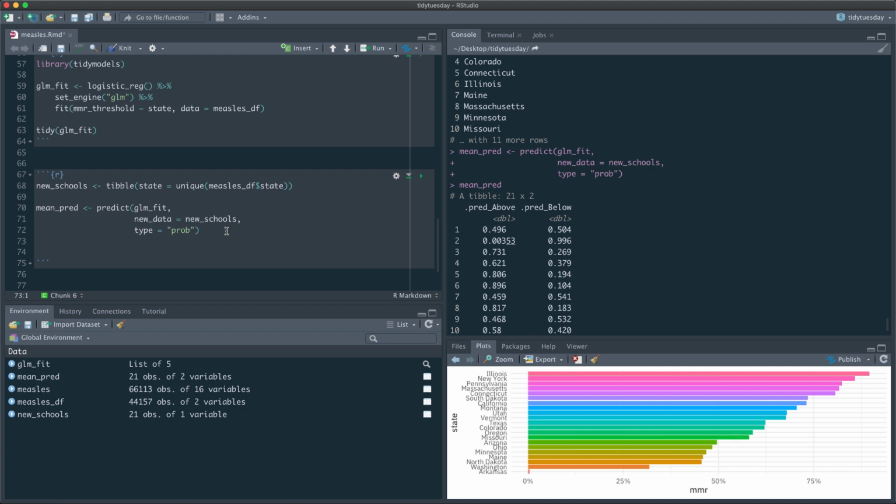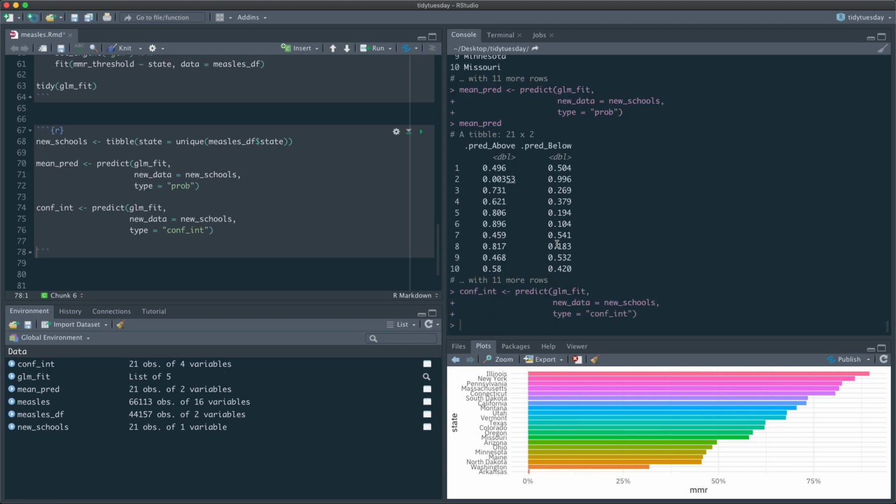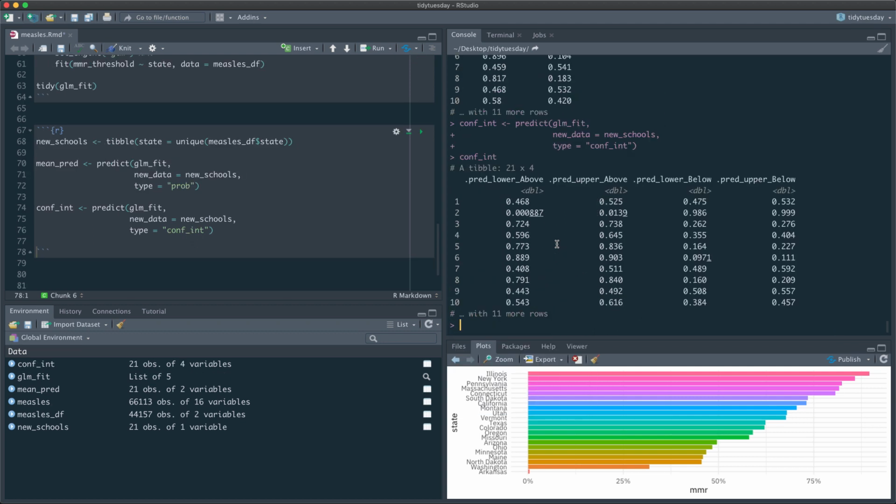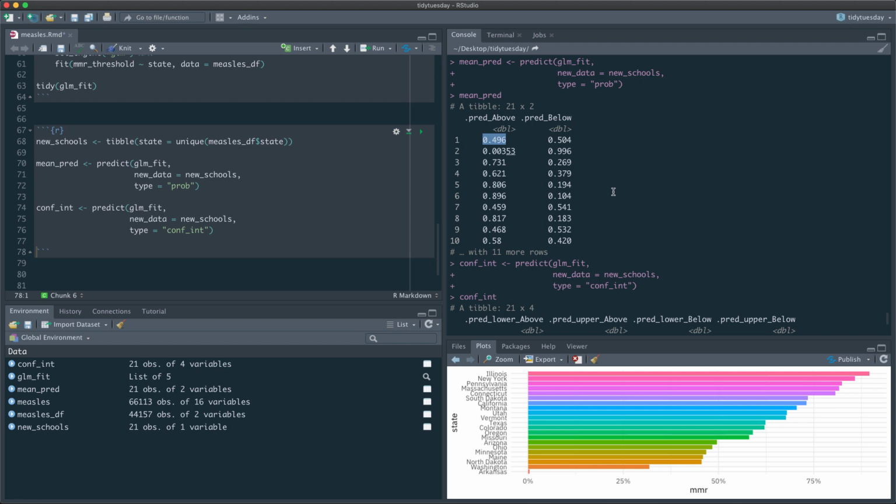We also can get the confidence intervals. So we'll do predict, GLM fit, same thing, new data equals new schools. Oh, I should have copied and pasted. And type equals confidence interval, like this. So now we'll get the confidence intervals, like so. So look, predicted lower above and predicted upper above. So these are the confidence intervals for this class that we have right here.